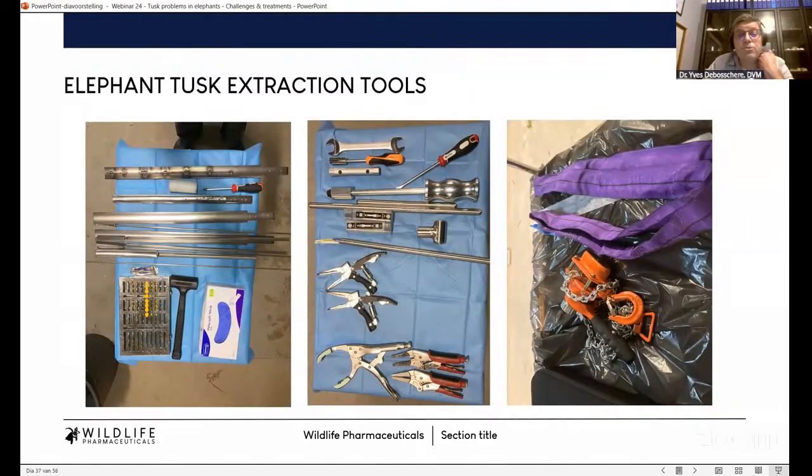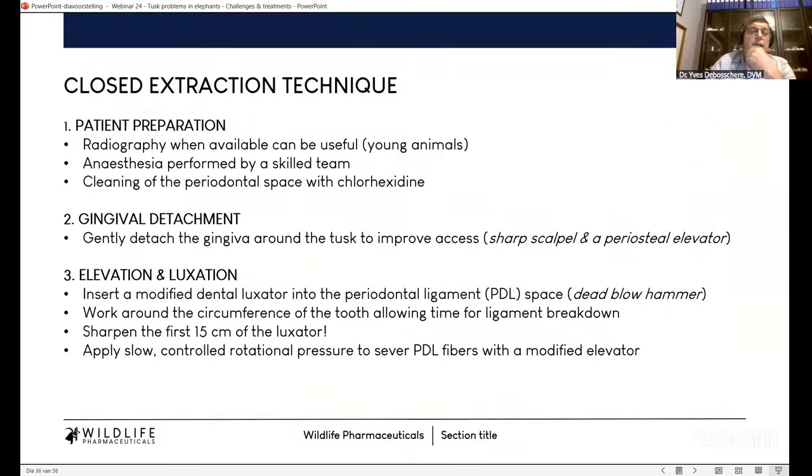So the extraction tools themselves, you can see it here. It's made from pipes, made from a lot of things. I go to the grocery store to see what we can have. We have things to take it out. So a lot of things you need to have with you. I now almost always use the closed extraction technique. It's very, very similar to what we do in small animals.